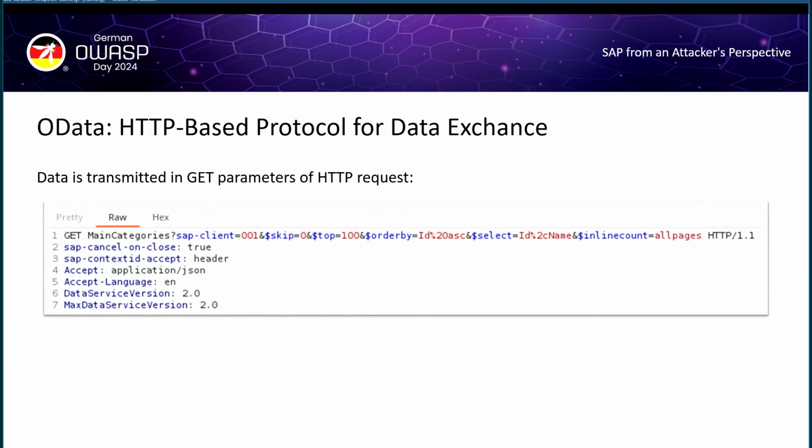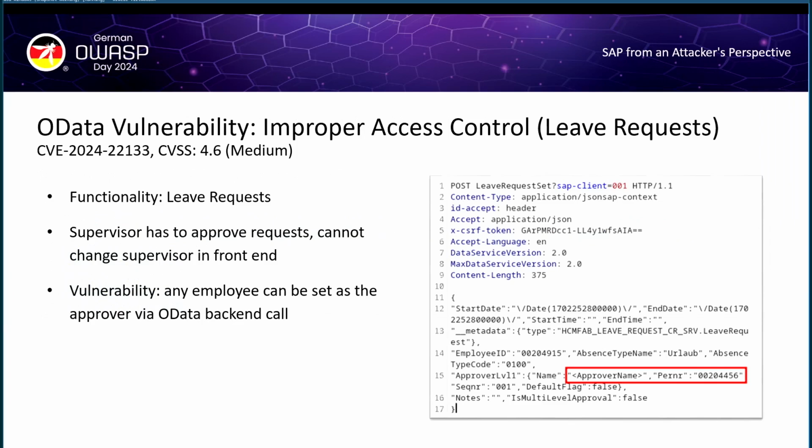Usually that is transmitted in the GET parameters of HTTP requests. You can see that here, for instance, for getting some category parts, and then you have your select query all inside the GET parameter. So some of you might think already, that looks promising, let's have a look whether we can inject something there. That was also our first intention back then, but usually that's not where we find the interesting stuff. What we do see quite a lot, though, are problems with access control if you go inside the OData operations.